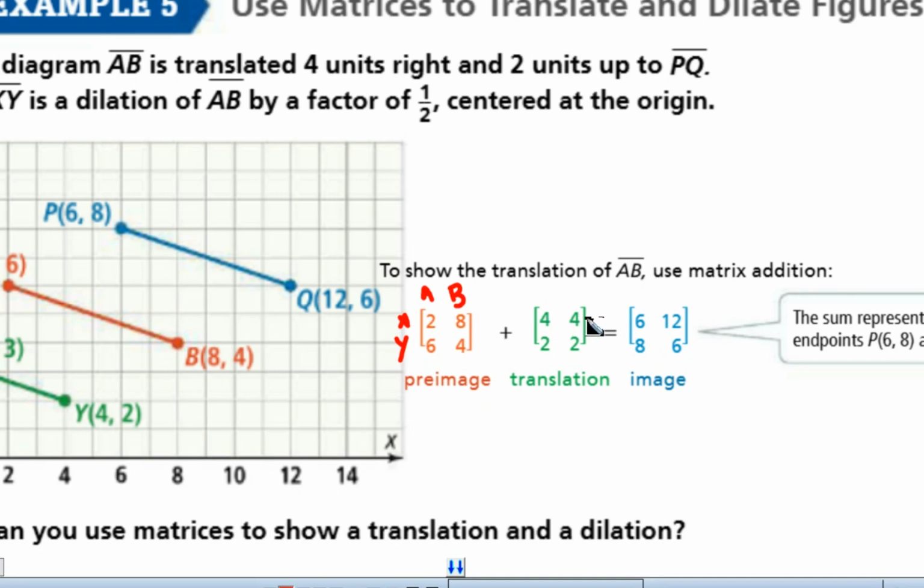Because 2 plus 4 is 6. 8 plus 4 is 12. So we did this by looking at the ordered pairs and looking at the graph. But if you set up a matrix, okay, this shows you it's going to the right 4, up 2. Okay, because we said this is X and that's Y. So that's how you can use what we already know and track it using a matrix.